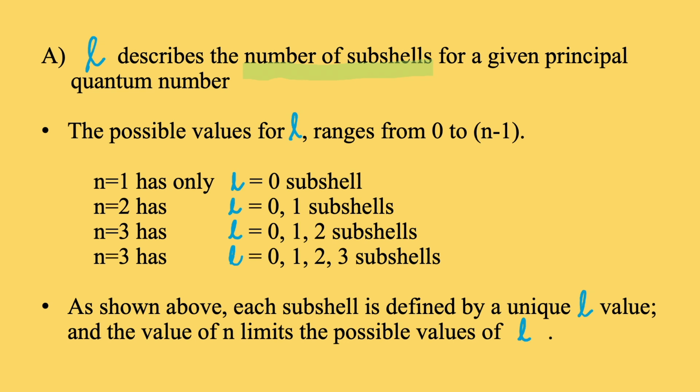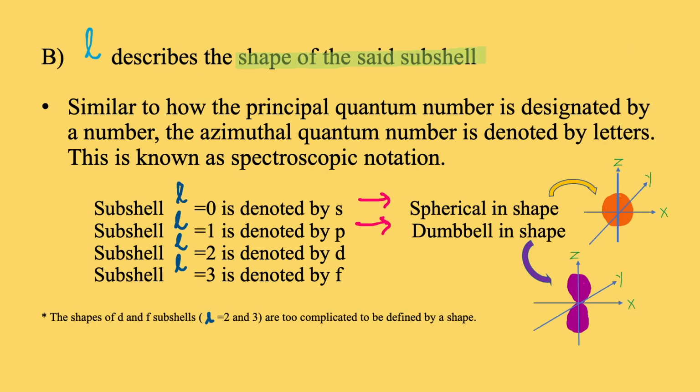As shown above, each subshell is defined by a unique L value, and this value is limited by the value of n. Secondly, the azimuthal quantum number also describes the shape of the subshell. Similar to how the principal quantum number is designated by a number, the azimuthal quantum number is denoted by a letter. This is known as spectroscopic notation.